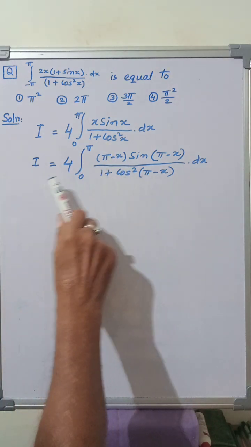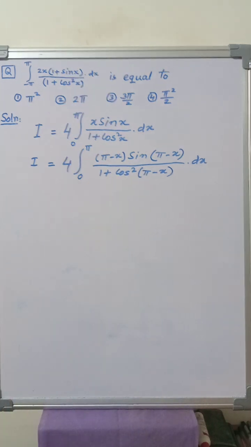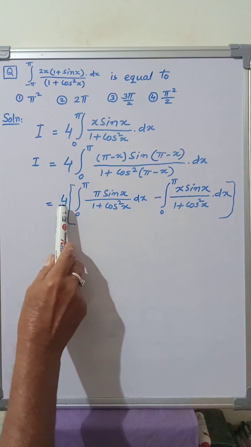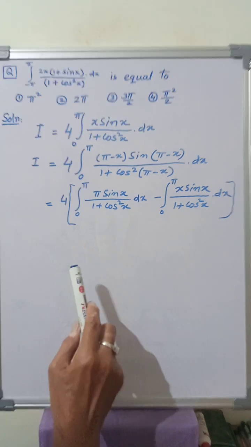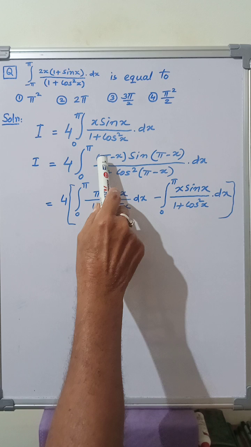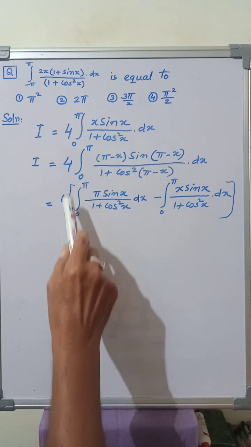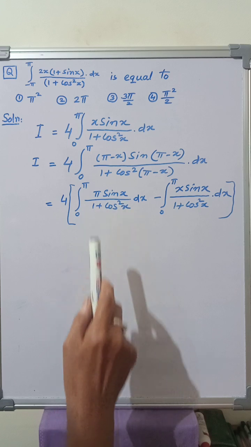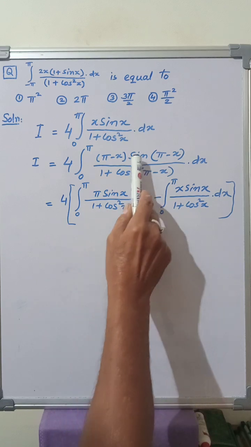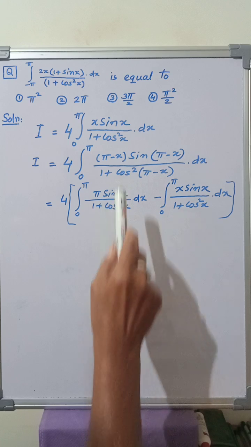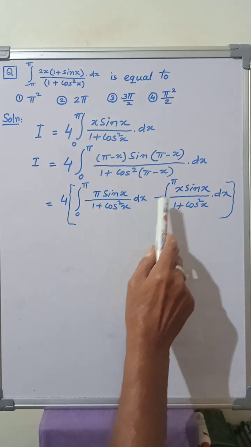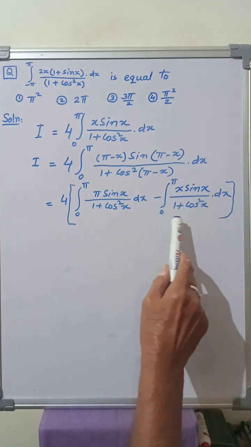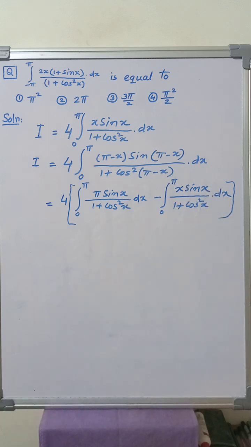That will give us two integrals. So we keep 4 outside the two integrals. So this pi into this: integral between limits 0 to pi sin x divided by 1 plus cos square x into dx, minus, because it's minus x, so minus of x sin x divided by 1 plus cos square x into dx.